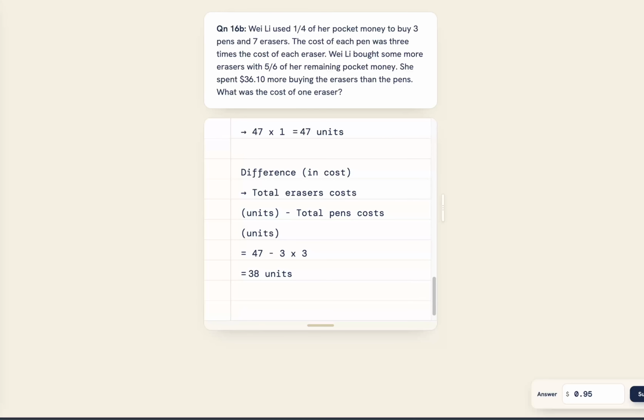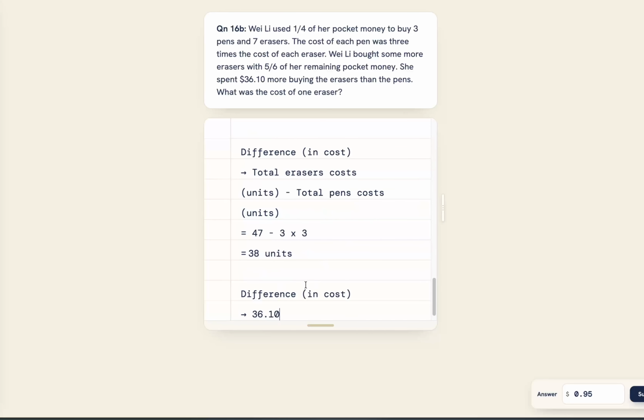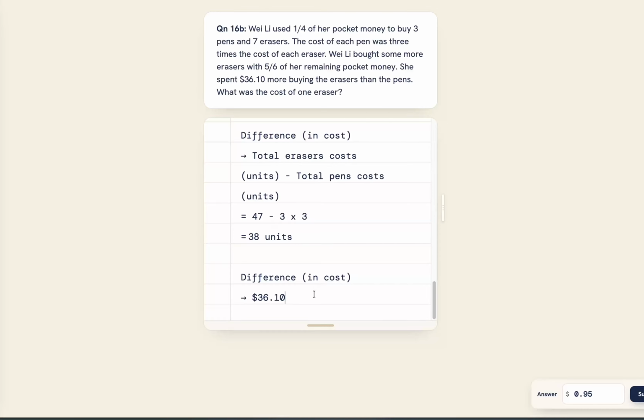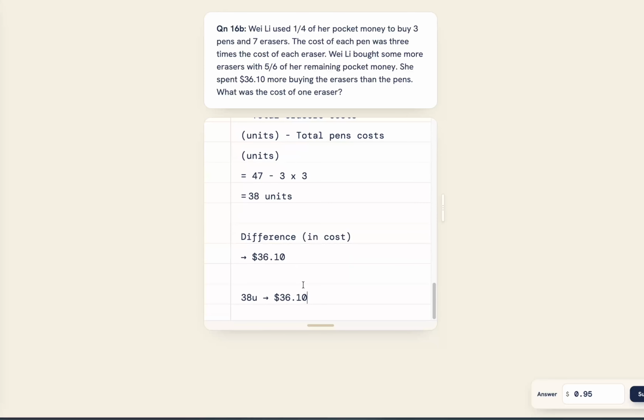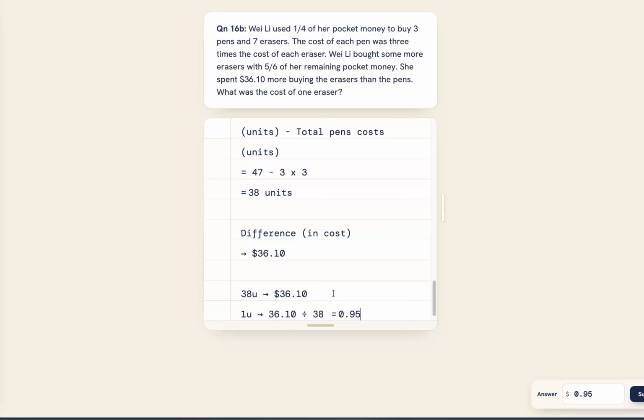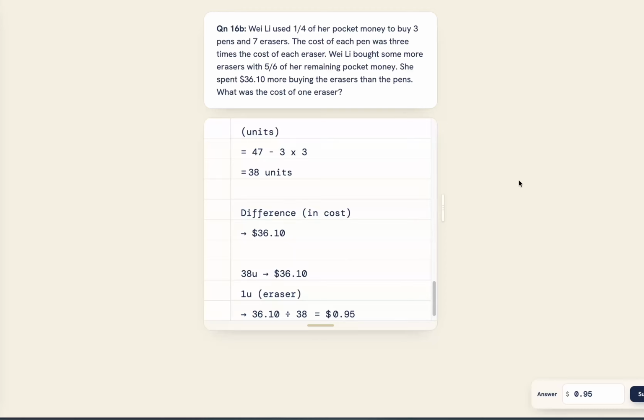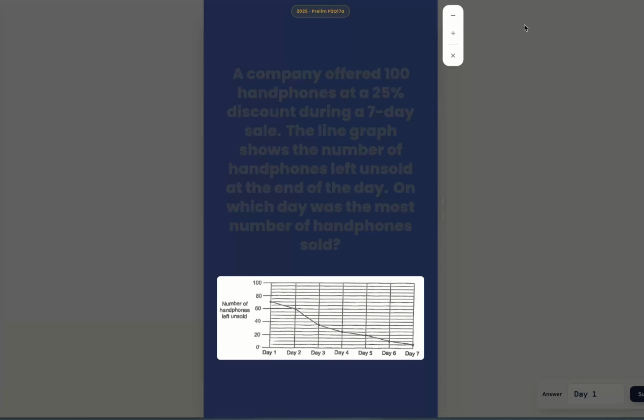We also know that the difference in cost is actually $36.10, which means 38 units is also equal to $36.10. So 1 unit would then be equal to 95 cents, which is also the cost of the eraser. So the answer should be 95 cents. There you go. Question 17, part A.